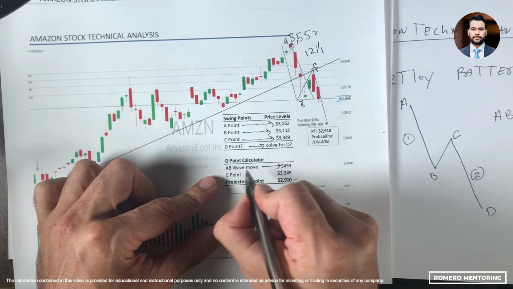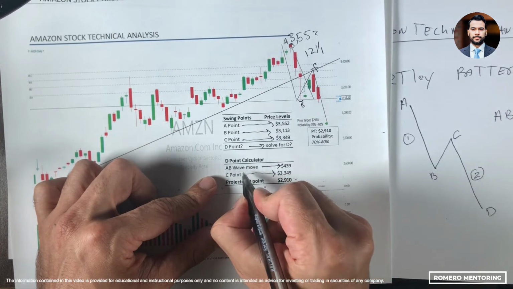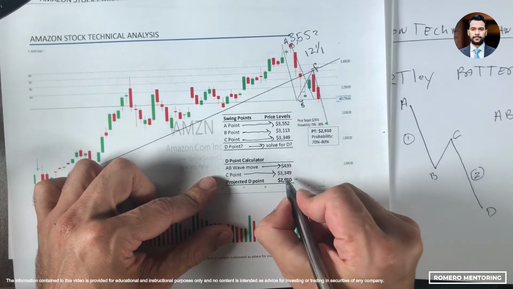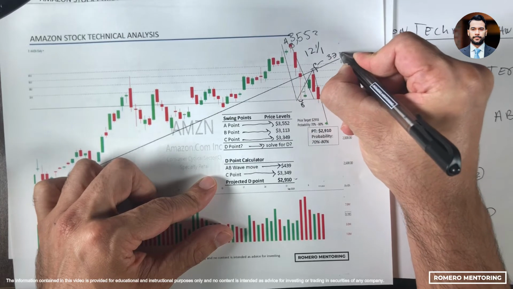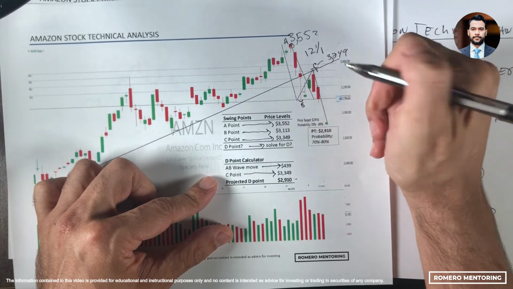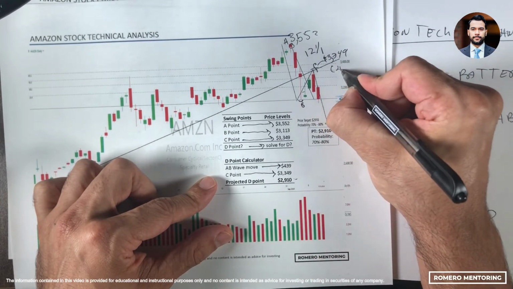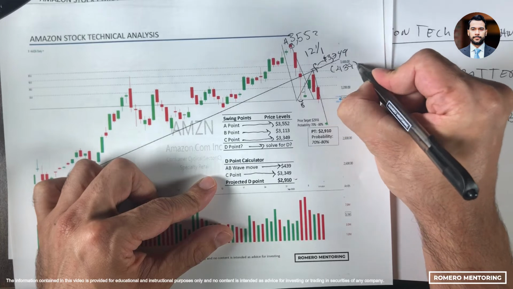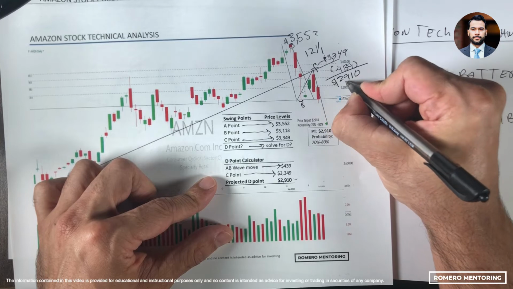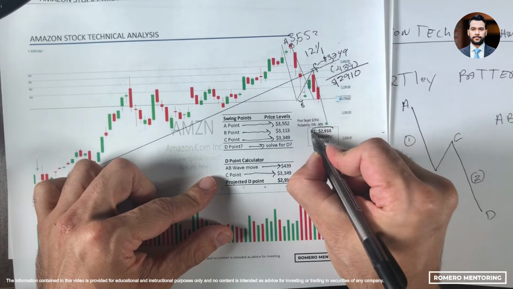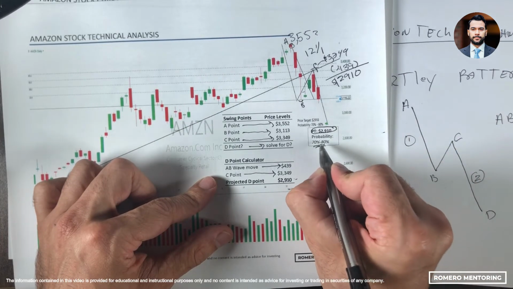So once you have the difference between A to B, I should have said A to B, you're going to take your C point, which is 33.49, right here, and you're going to subtract the 439, and your actual price becomes your price target, 29.10, and that's where we got this right here. Now, from a probability standpoint, you can see right here, 70 to 80%.